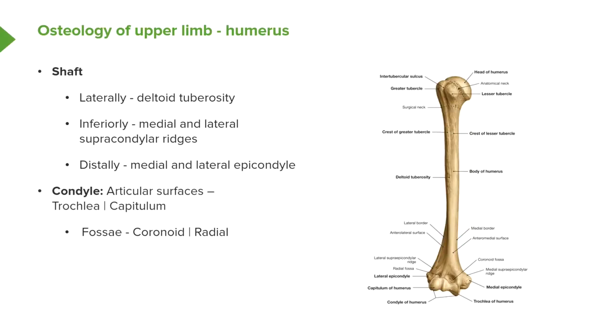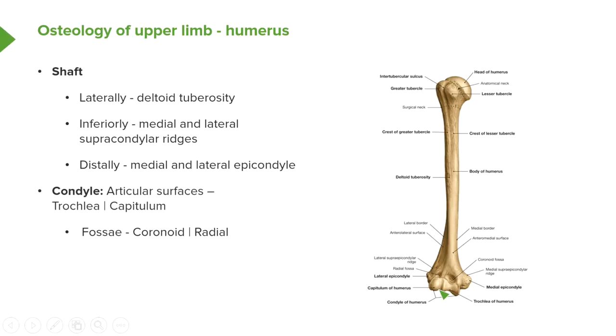There's two articular surfaces. We have the trochlea, we can see here, medially, and we have the capitulum laterally. And these are important for articulating with the radius. So the radius is going to articulate with the capitulum, and the ulna is going to articulate with the trochlea of the humerus. So these form two important articulation sites.